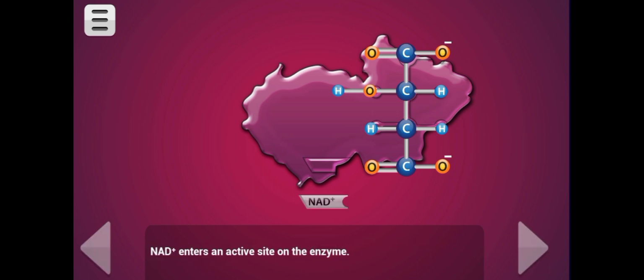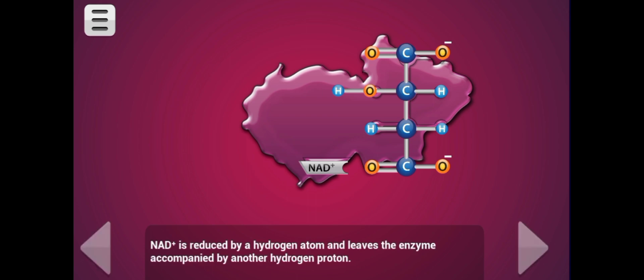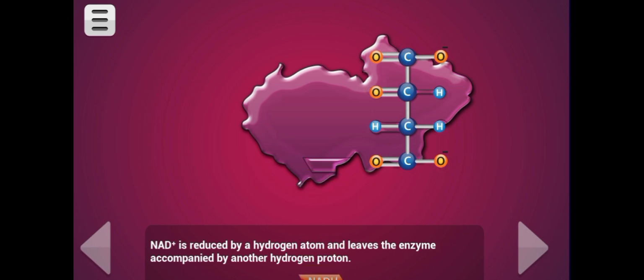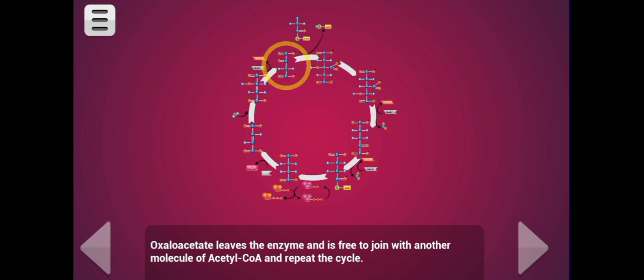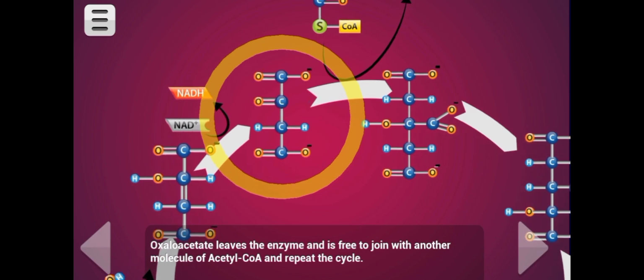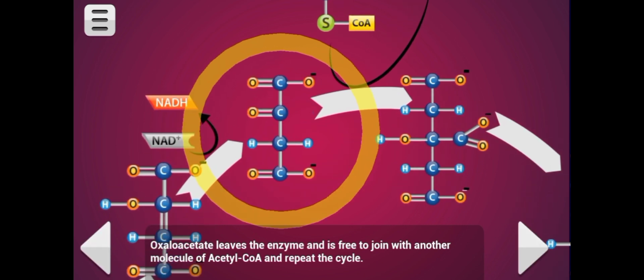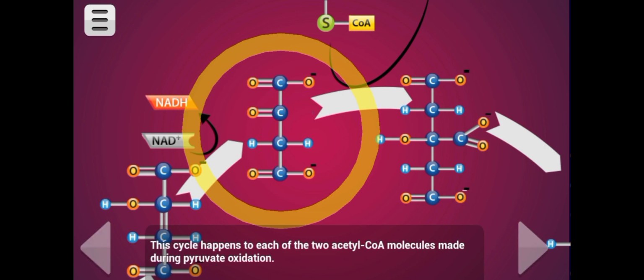This malate enters the eighth and final enzyme in the cycle, malate dehydrogenase, wherein NAD positive enters an active site on the enzyme. The NAD positive is reduced by a hydrogen atom and leaves the enzyme accompanied by another hydrogen proton. The malate molecule has now been converted into oxaloacetate. This oxaloacetate leaves the enzyme and is free to join with another molecule of acetyl-CoA and repeat the cycle.